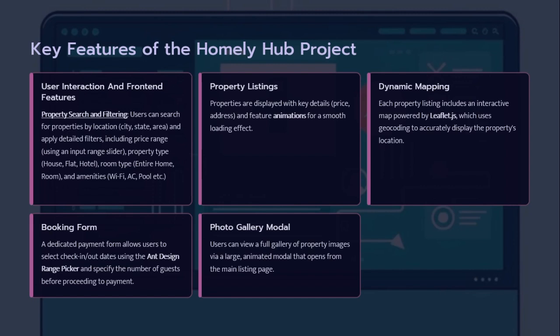Fourth, booking form. Users can select check-in and check-out dates using the Ant Design range picker, specify guests, and then proceed to booking securely. Photo gallery modal. Each listing has a photo gallery modal that opens up for a detailed property view. These features make the user experience smooth, interactive, and close to real-world booking platforms.